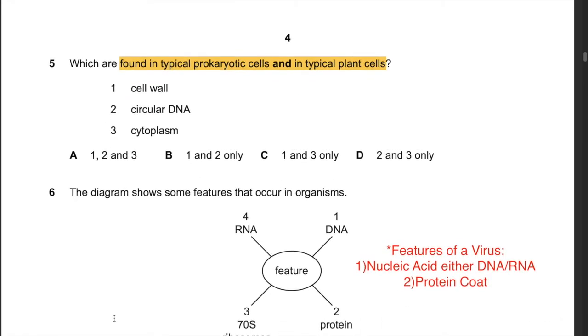Question 5. Which are found in typical prokaryotic cells and in typical plant cells? So over here they are referring to both prokaryotic and plant cells. Therefore, in both you can find a cell wall, you can find circular DNA as well as you can find cytoplasm. Therefore, the answer is A, 1, 2 and 3.